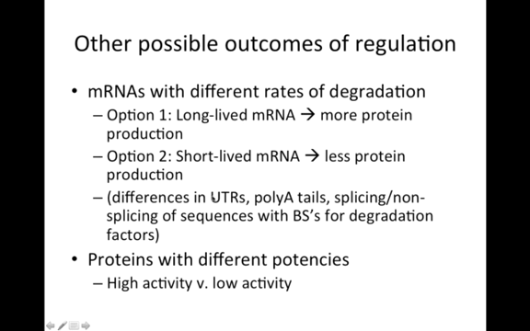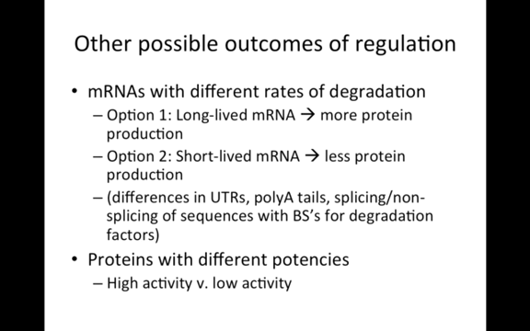And this kind of thing can happen by splicing differences or even promoter differences, differences in UTRs, differences in polyadenylation, which we haven't discussed much, splicing of sequences with binding sites for degradation factors, all sorts of things. So my point here is not for you to memorize all this stuff, but to just get a sense that regulation is a very ubiquitous and diverse phenomenon that can happen a lot of different ways.